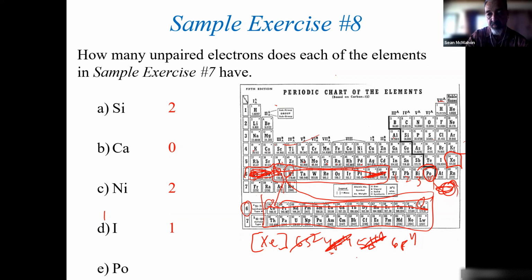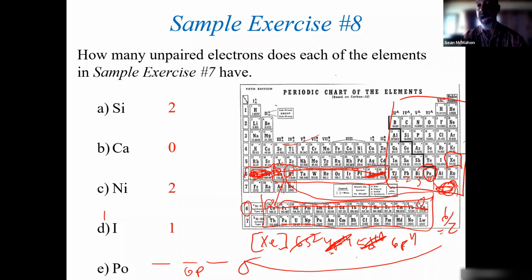How many do I have in that P block? It's in the 4th position. 1, 2, 3, 4. So it's a 6p4. So I would go 1, 2, 3 orbitals, right? 6p has 3 orbitals. Why? Again, the block has 6 positions divided by 2 equals 3 orbitals. How many electrons in polonium are in the 6p sublevel that has 3 orbitals? 1, 2, 3, 4. So how many unpaired electrons for polonium? 2. For the 2 half-filled 6p orbitals.